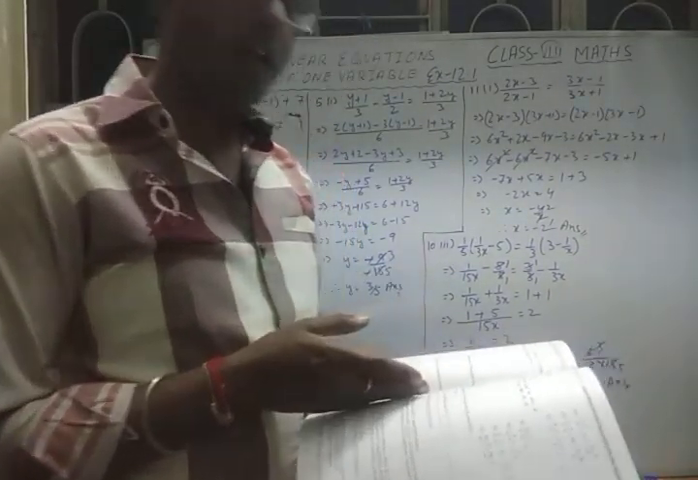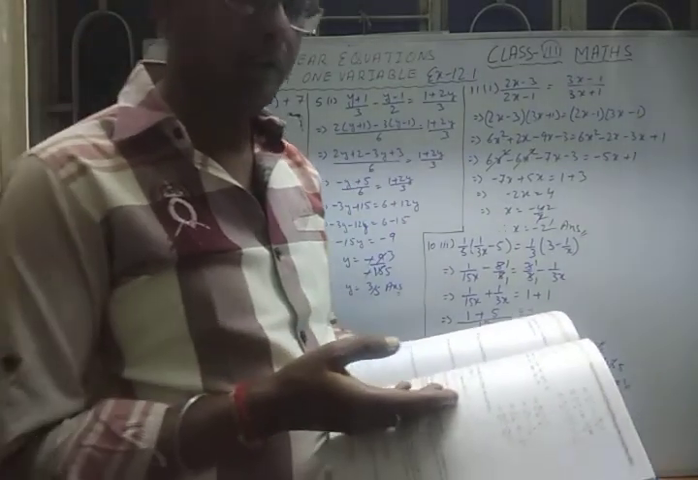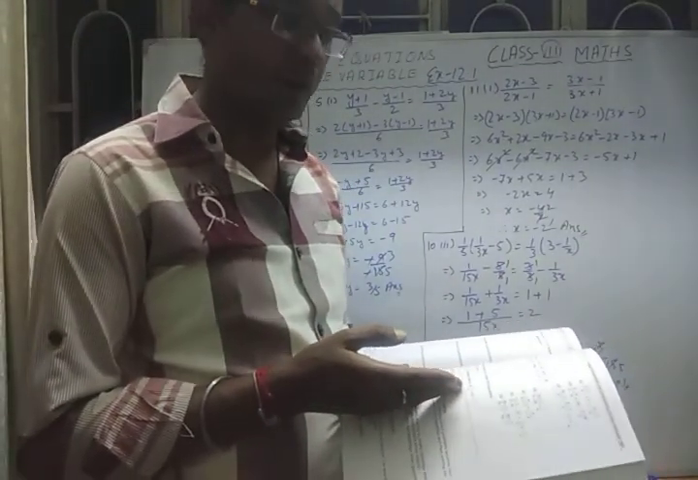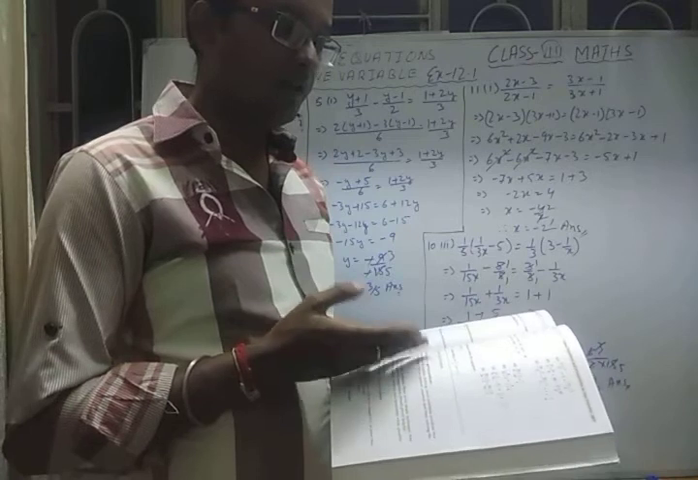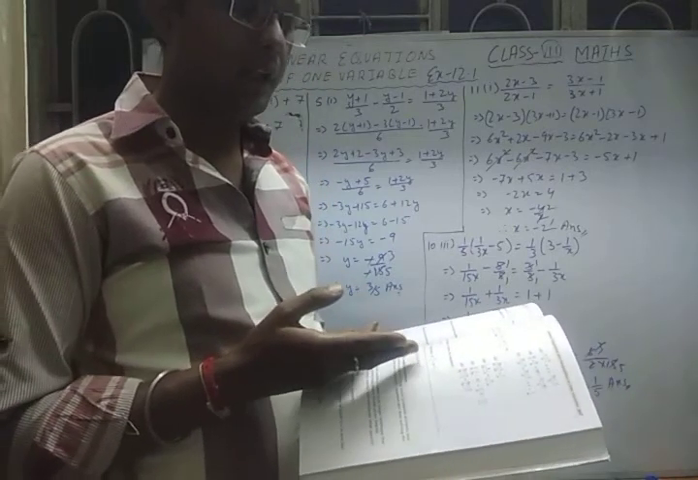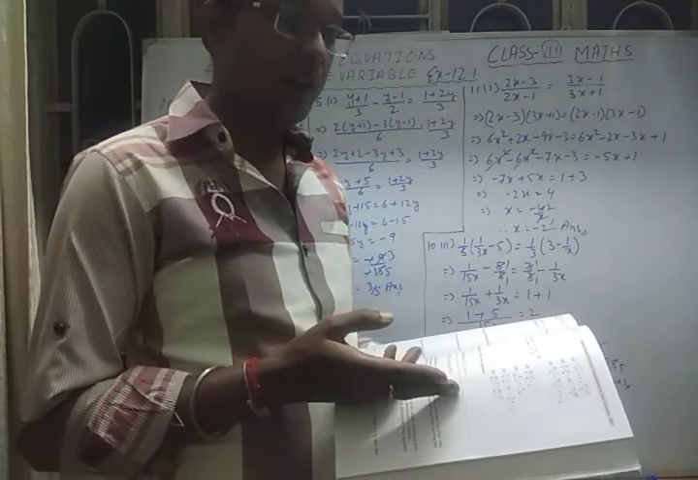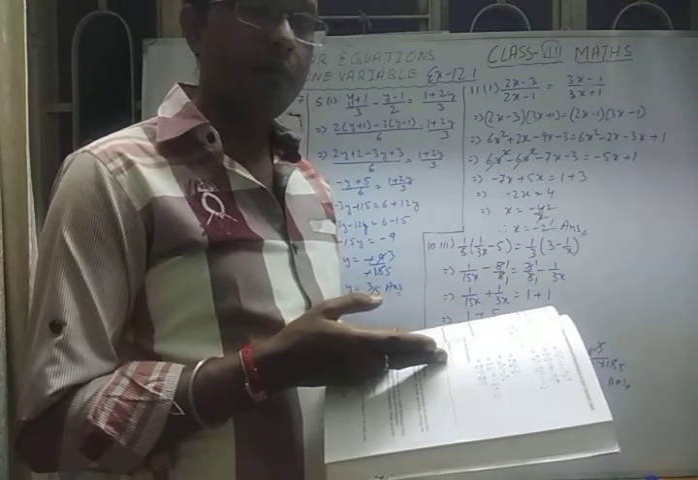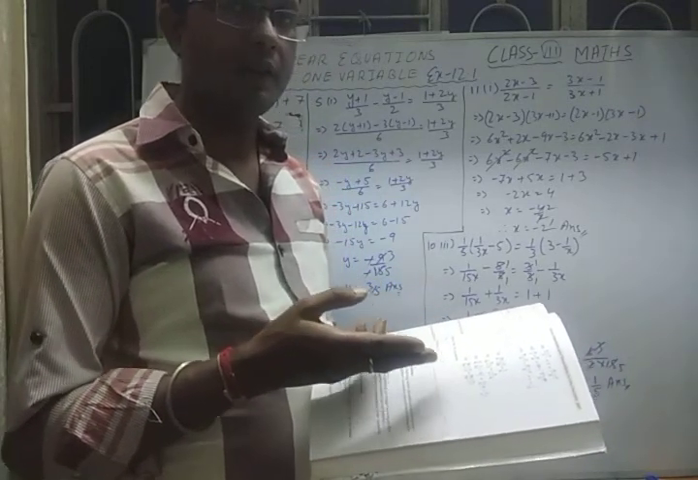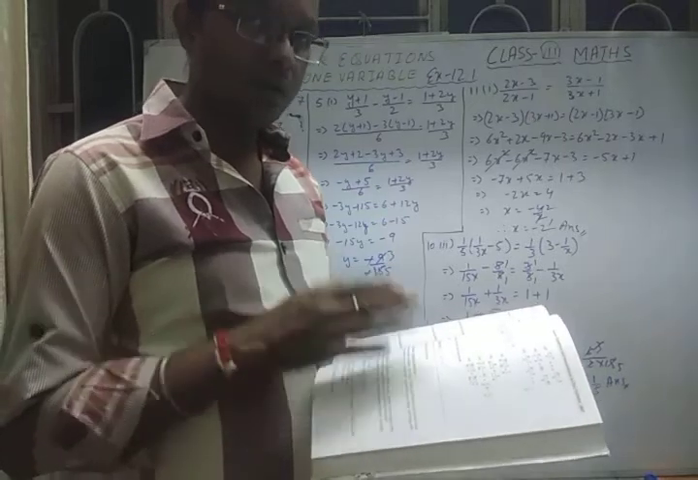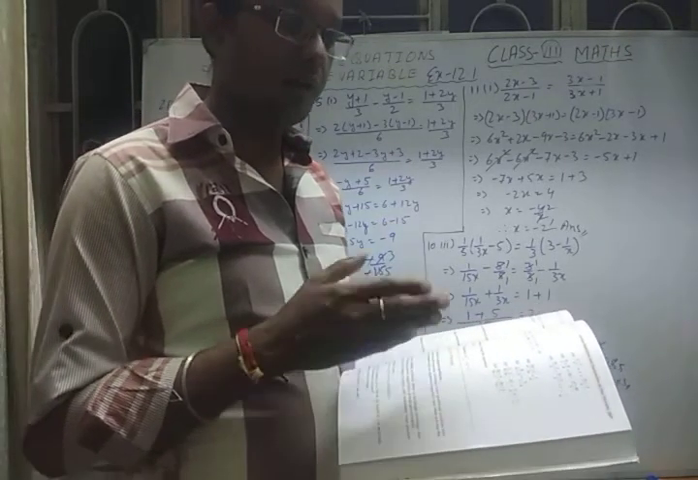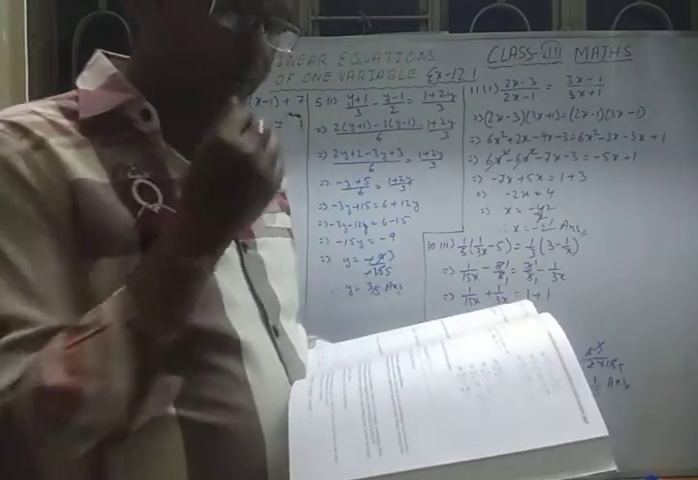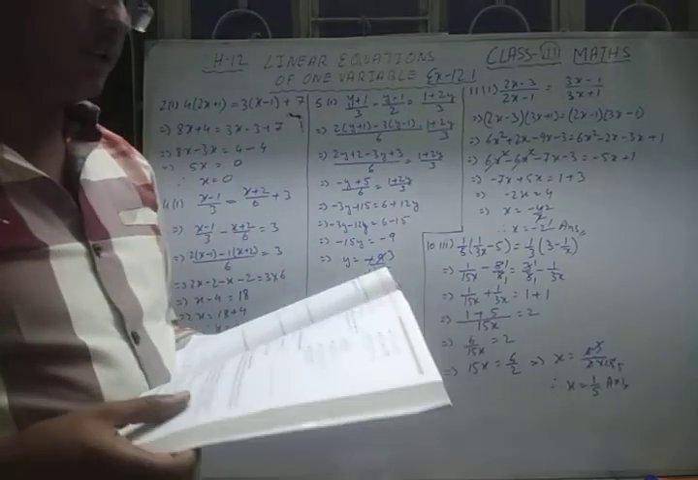After finding the value of x, you have to put this value of x in the second part of the question, where it is asked to find p if 1 by x plus p equals to 1. When you put the value of x here, it will become p equals to 1 by 1 minus x. You do the LCM and find the value of p. So this is the question which you have to do.